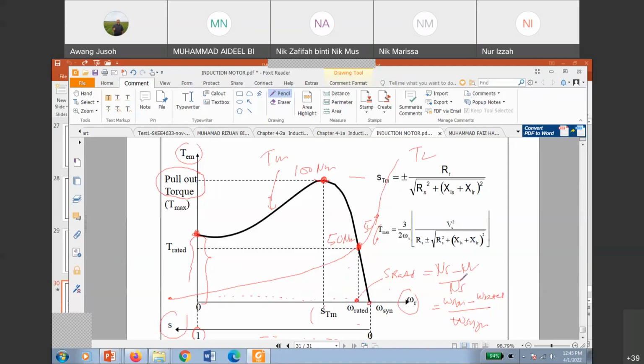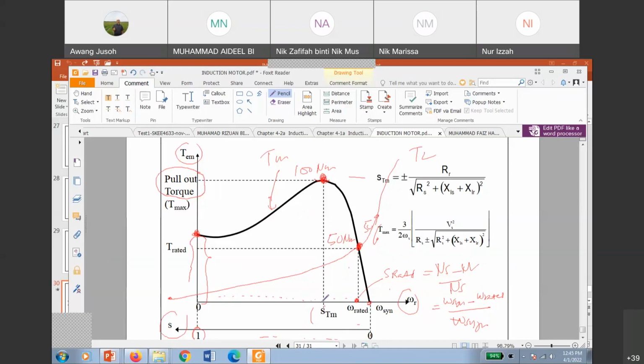So then you do the same thing. You go back to the equation just now and use this slip in your calculation. You get everything. You get the rated torque, how much. You get the power or efficiency at this point. And the last part here, when torque is torque maxima, somewhere there.